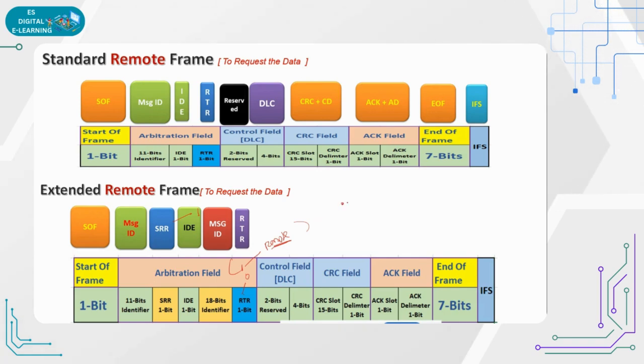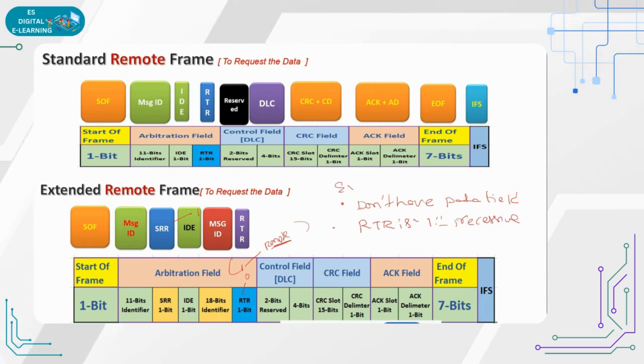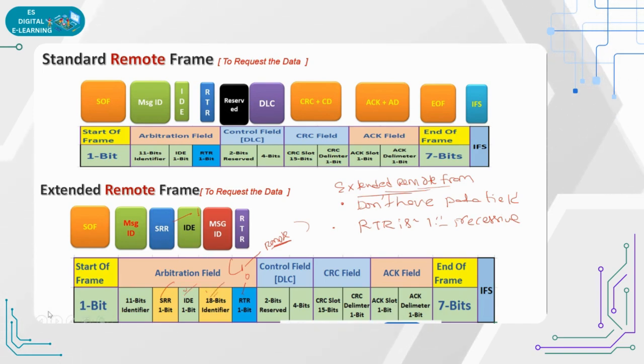And next we have the point that it won't have a data field, and RTR is 1. That is recessive. This is for the extended remote frame. Both points are the same. Nothing changes. Only the arbitration IDs, SRR, and these fields change. Okay, is it clear?